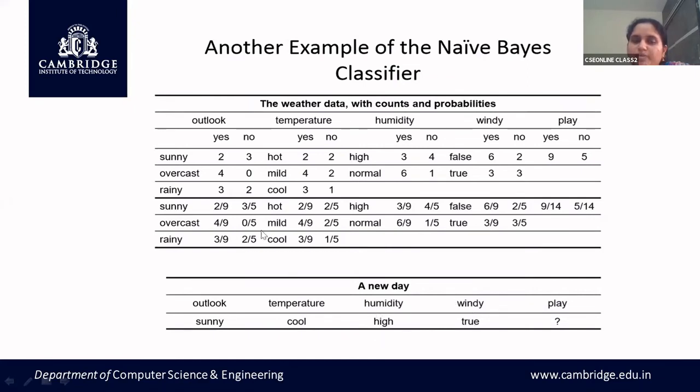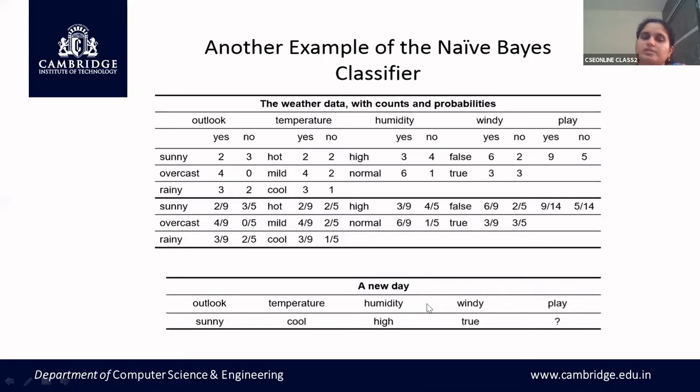From this probability table, what would be the probability of sunny? It is 2 by 9. Temperature is cool, so the probability would be 3 by 9. So it is 2 by 9 into 3 by 9. Humidity is high, into 3 by 9. And windy is true, that is 3 by 9. Like this, you can find out your prior probability. So what is the answer for prior probability?